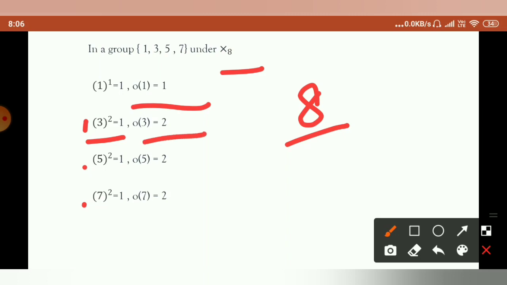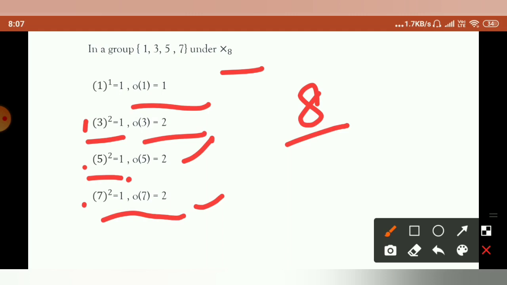That means the order of 3 is 2. Now similarly, 5 squared is 25, and 25 when divided by 8 gives us remainder 1. That means 5 squared is 1, the identity again. That means the order of 5 is 2, and the order of 7 is 2 in the same way.